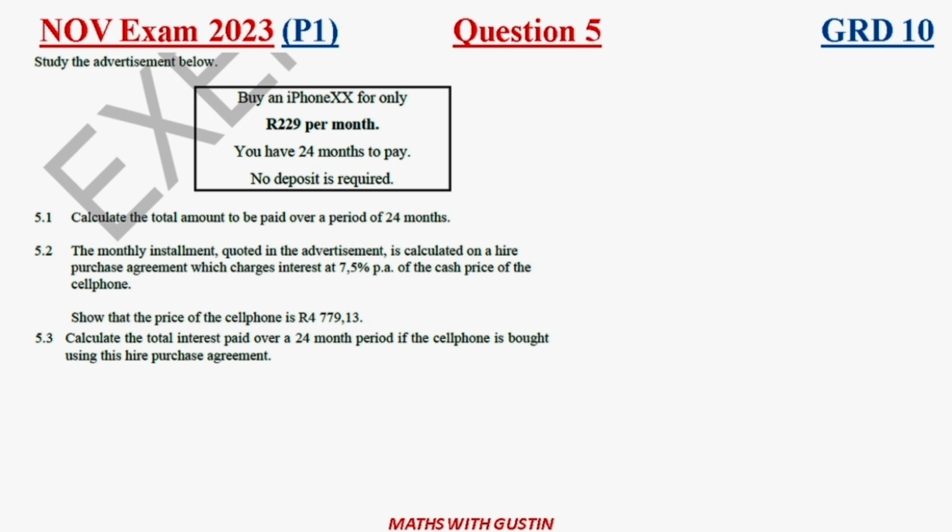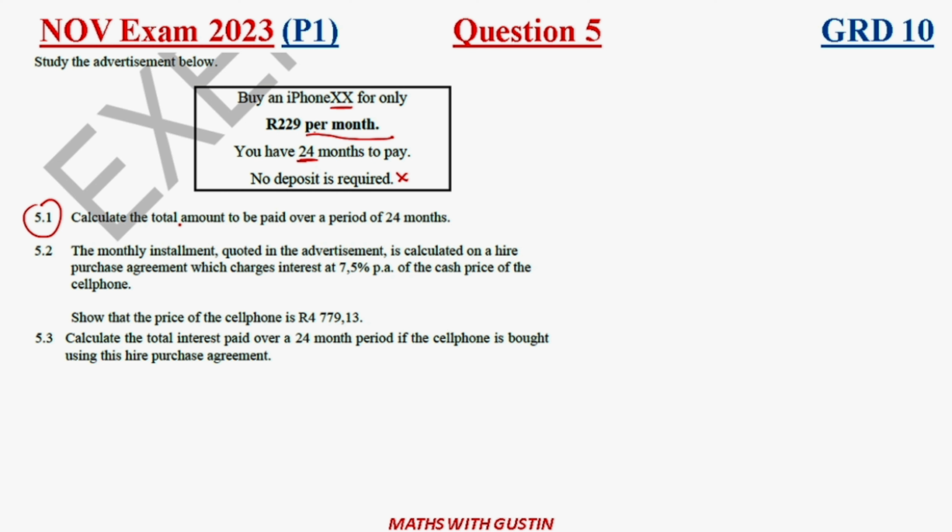It was a financial mathematics question. It says here, study the advert below. Buy an iPhone XX for only $229 per month. So this is a monthly payment. Let's see how long you are paying this. They said you have 24 months to pay for this phone. There's no deposit required, so nothing is put up front. So we understand that we are paying $229 per month. Let's have a look at the first question.